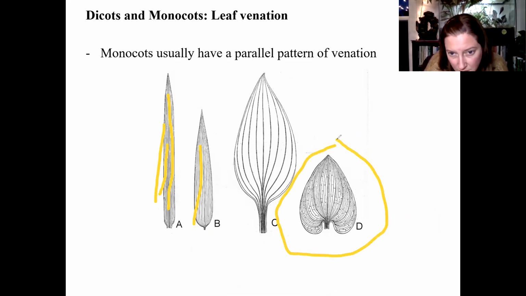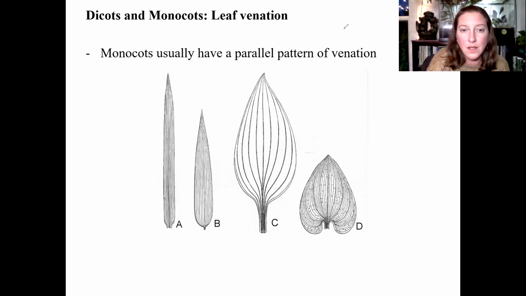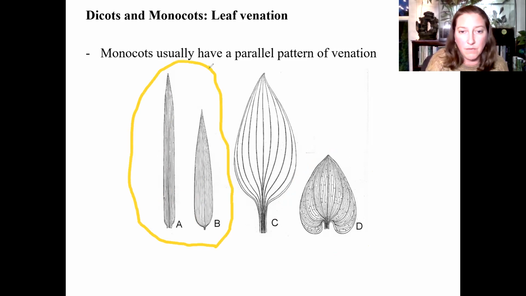This one's a little sketchy. Don't even worry about that one. That one's a little extra going on in there. But these, you can't argue with me, right? These are parallel venation. And this is parallel venation. This, a little sketchy. Don't worry about that guy.